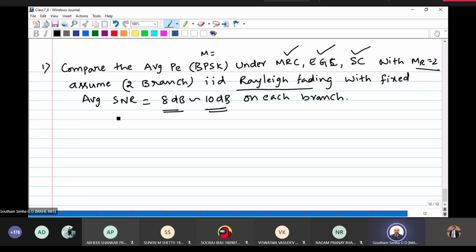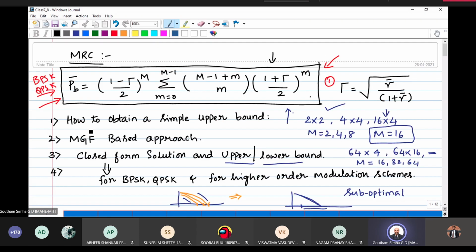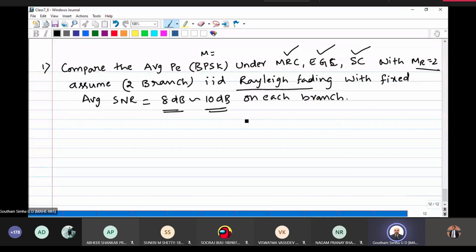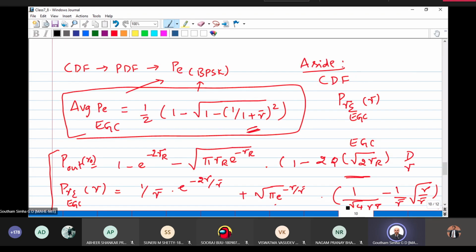Now what you have to do? You have to substitute in this equation in order to get MRC. Substitute M equal to 2, and you will get some probability of error. Let's say it will be in the order of 10 to the power of minus 3. Now, if you calculate based on this equation, 1 by 2 times 1 minus square root of 1 minus 1 by (1 plus gamma) whole squared.